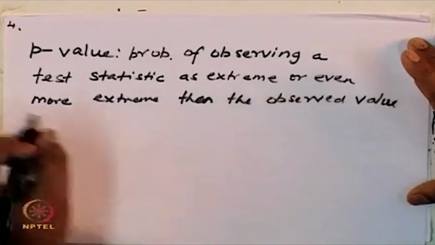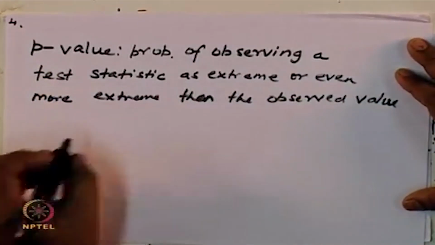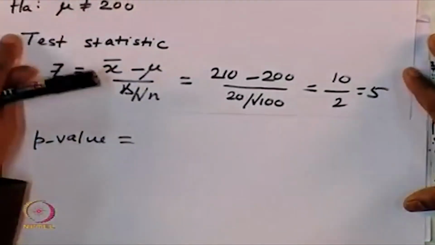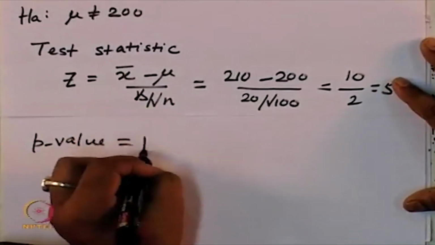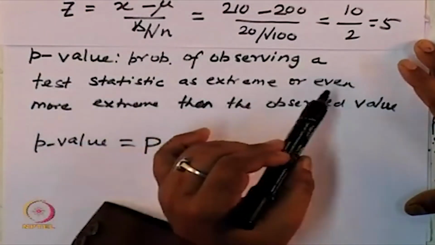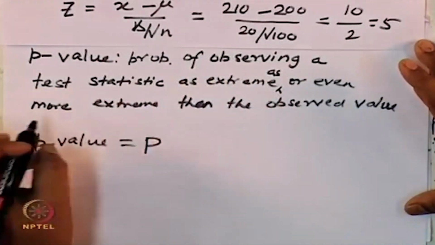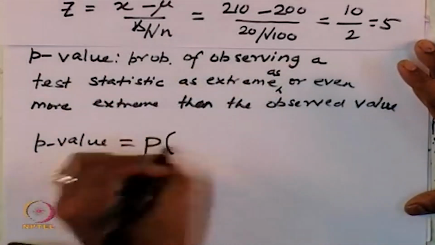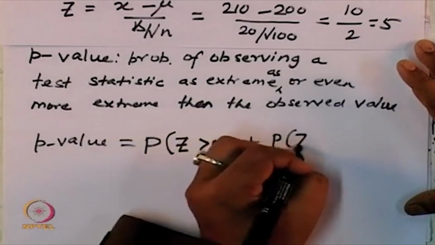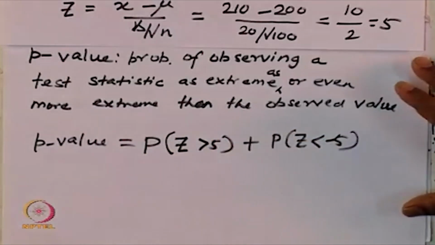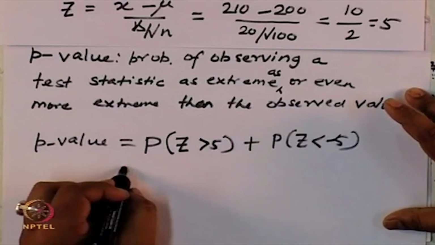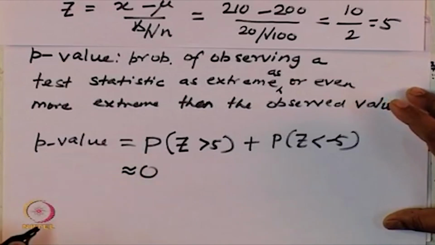So our p value is nothing but a probability, right. So, I can calculate the p value as per this definition. In the above case I had obtained z equal to 5. So, my p value then becomes, the p value is the probability of observing a test statistic as extreme as or even more extreme than the observed value. So, p value is the probability of z greater than 5 or the probability of z less than minus 5. For 5 standard deviations away this value will be negligible. So, for all practical purposes the p value is very close to 0.